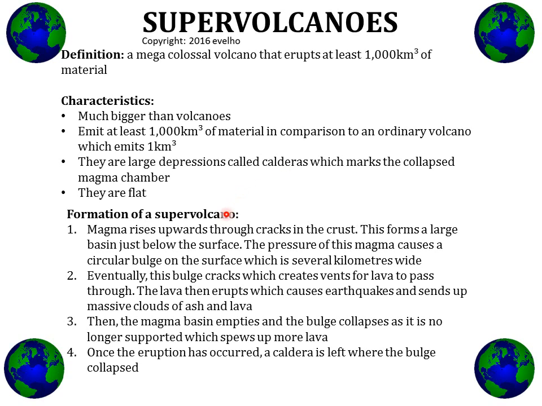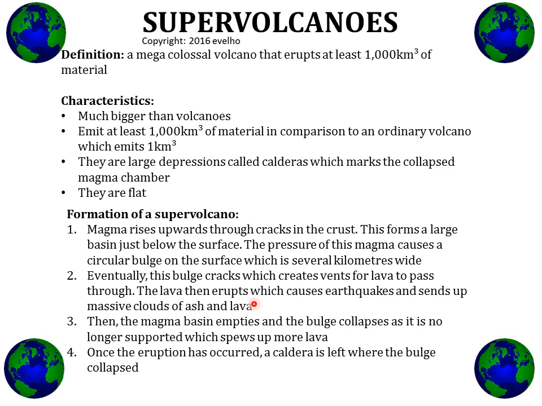So, the formation of a supervolcano. Magma rises upwards through cracks in the crust. This forms a large basin just below the surface. The pressure of this magma causes a circular bulge on the surface, which is several kilometers wide. Eventually, this bulge cracks, which creates vents for lava to pass through.